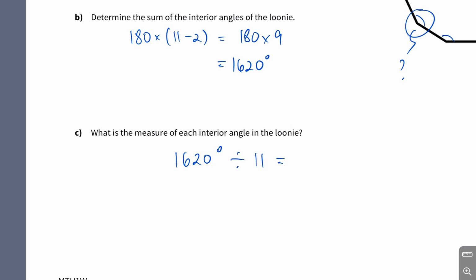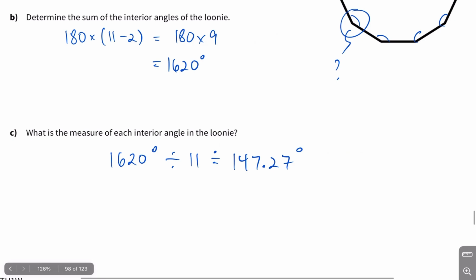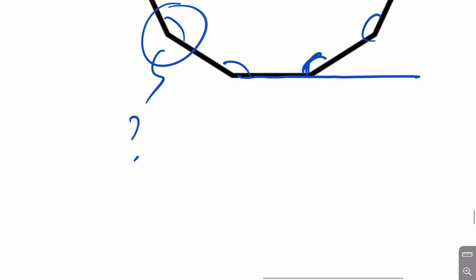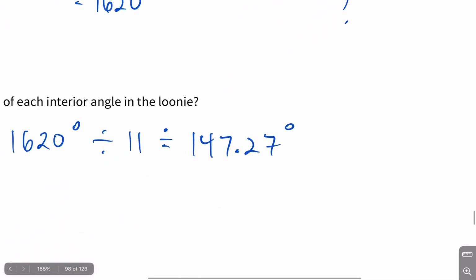And if I divide by 11, I'm going to get a decimal answer of 147.27. I'm just going to round it to 2 decimal places, approximate that answer, 147.27 degrees. Okay, does the number make sense? Kind of does, right? If you think of a straight line being a full 180, 147 degrees is almost 180. It's not missing that little bit there, but that number makes sense to me. Okay, so we're pretty good there with that answer.